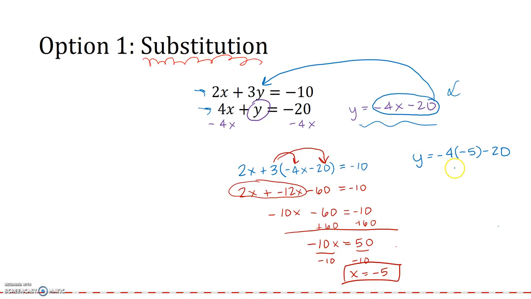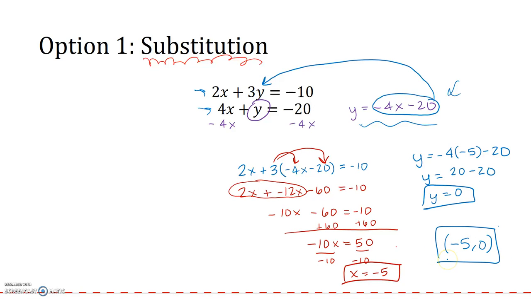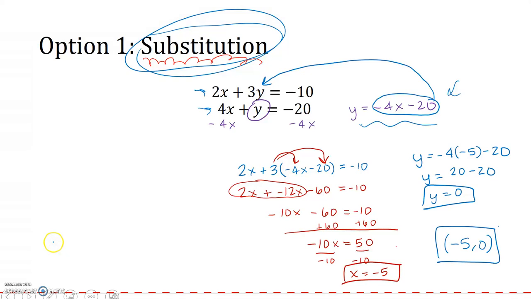So negative 4 times negative 5 is positive 20. 20 minus 20 is 0. And so the value of x is negative 5. The value of y is 0. Depending on your directions and your situation, sometimes you'll write it as an ordered pair. And that is the substitution method.